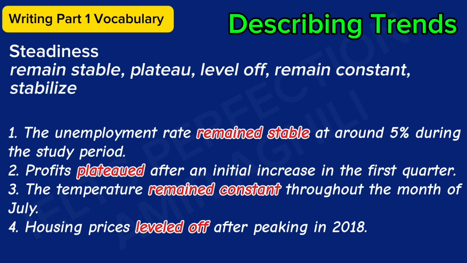2. Profits plateaued after an initial increase in the first quarter. 3. The temperature remained constant throughout the month of July. 4. Housing prices leveled off after peaking in 2018.